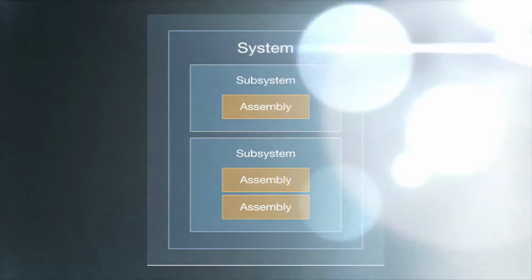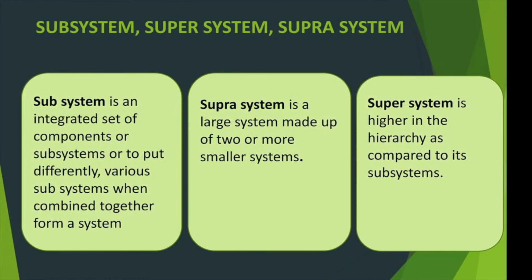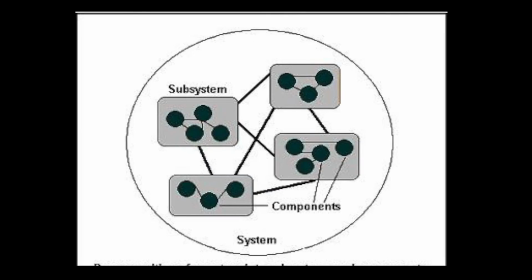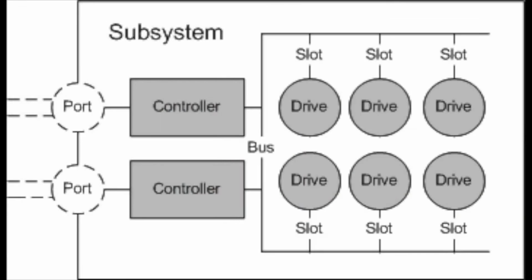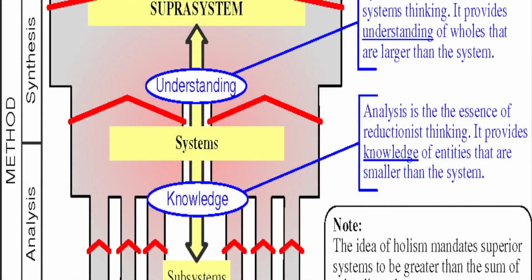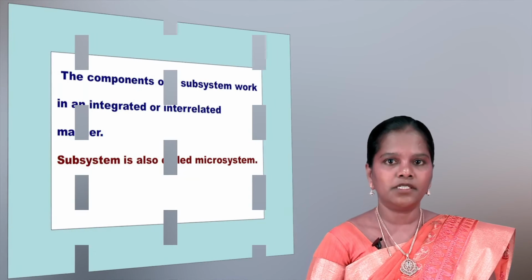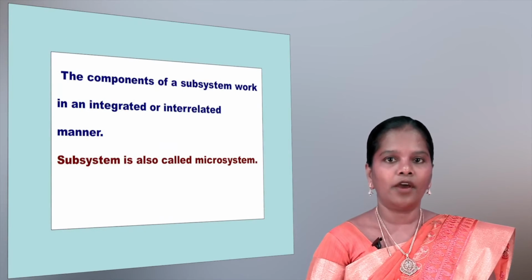In the study of a system, we can come across the terms subsystem and suprasystem. What is subsystem? Subsystem is a small system within the big system. It has its own purpose and is there for the purpose of the system. It has its own parts and components which are determined by the overall purpose of the system of which it is a part. The components of a subsystem work in an integrated or interrelated manner. Subsystem is also called microsystem.